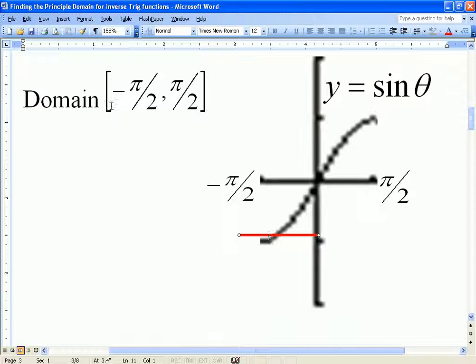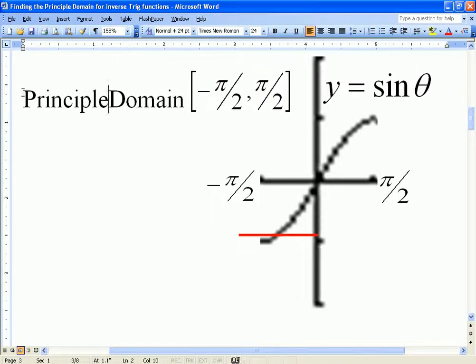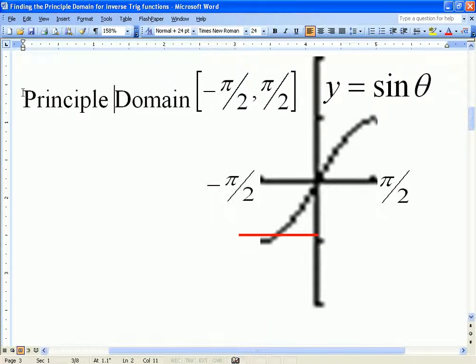So the principal domain for the sine graph is negative pi over 2 to positive pi over 2. Restricting the graph to that ensures that the inverse of the sine graph, that is the angle, the arc sine, the angle, will be a function.